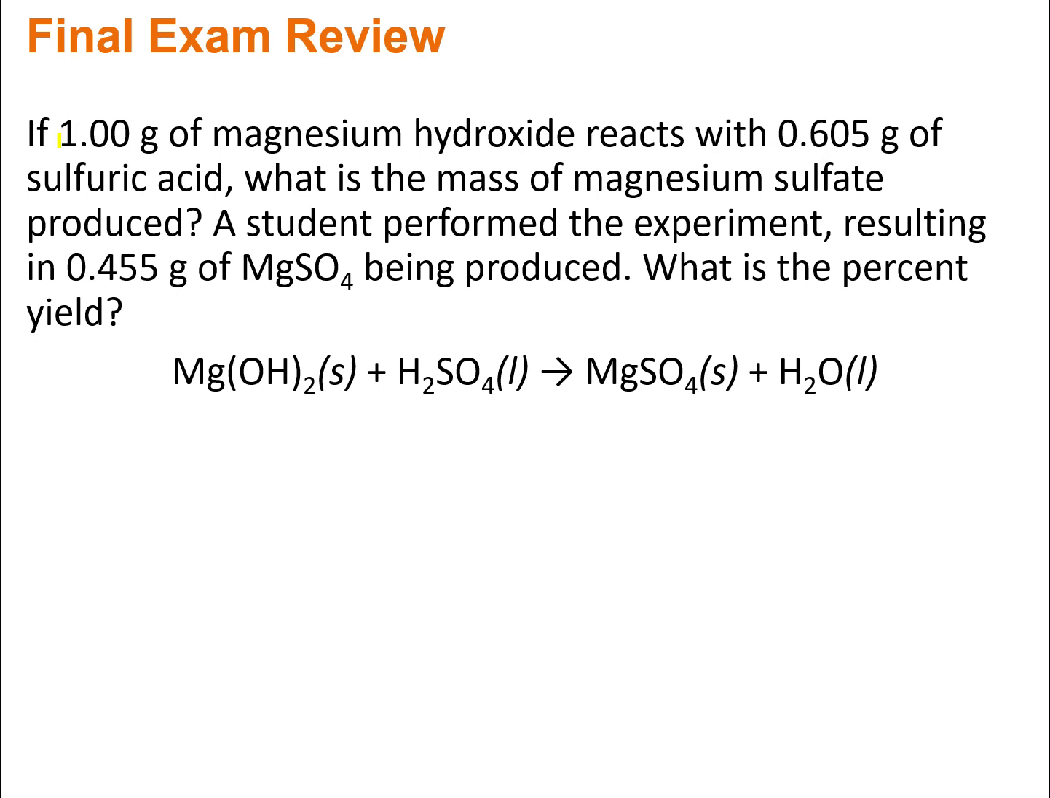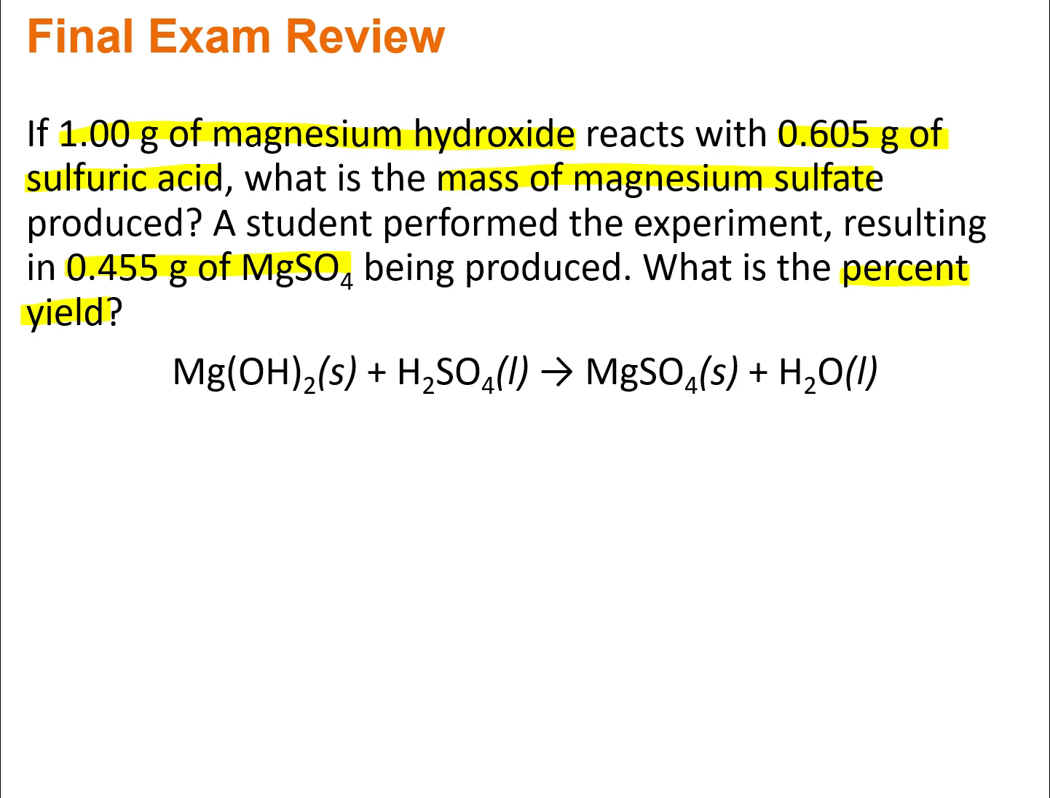If 1 gram of magnesium hydroxide reacts with 0.605 grams of sulfuric acid, what is the mass of magnesium sulfate produced? And then we have a second question. A student performed the experiment, resulting in 0.455 grams of magnesium sulfate being produced. What is the percent yield? Woof. That's a long question. I apologize.